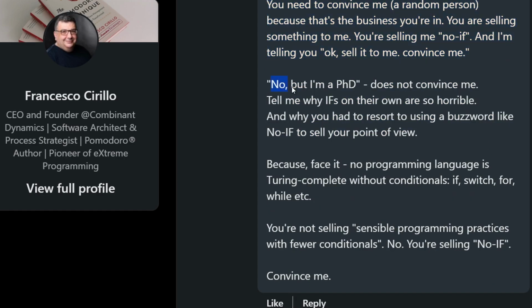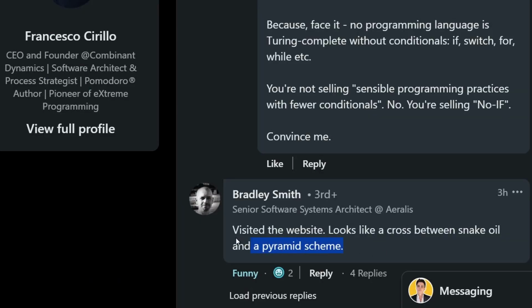Convince me. No, but I'm a PhD does not convince me. Tell me why ifs on their own are so horrible and why you had to resort to using a buzzword like no if to sell your point of view. Yes, anti-if, I know. Meanwhile, this guy decides to step in. Visited the website, looks like a cross between snake oil and a pyramid scheme. Nice, nice. I then get this salty reply.